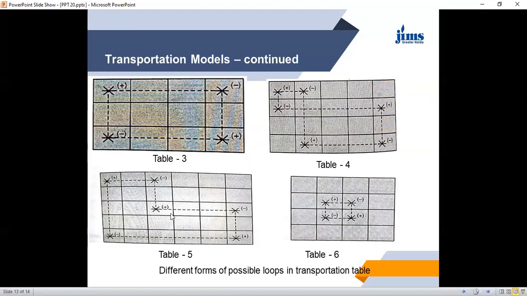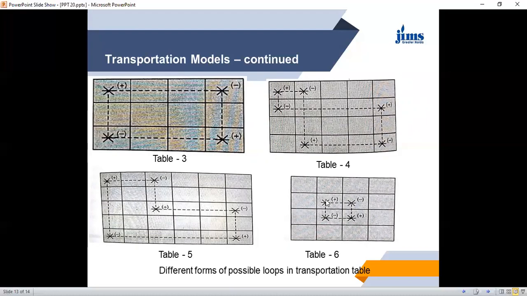Here also you see, start at any point. Suppose we start from here, go here, come here, go to this point again. So this is a loop formation. So a loop is always formed when the allocations are in pairs. Means there cannot be 5 allocations and you will form a loop. It has to be 6, 4, 8 allocations only.